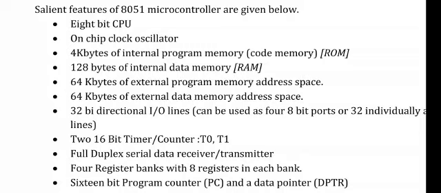It has internal 4K program memory, code memory. Here it is written ROM because it is the 8051. If we go for the 8751, it has EPROM. If we go for the 8951, then it has EEPROM or flash memory. The EPROM can be erased by ultraviolet rays. The EEPROM can be erased by electrical voltages, and we can reprogram it. Flash is a faster memory. We can erase it faster and reprogram it faster.